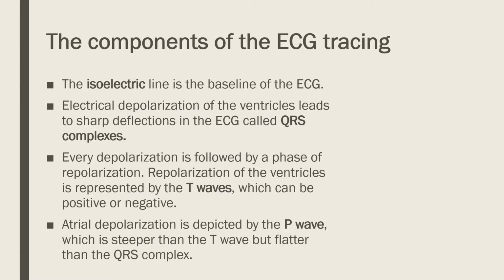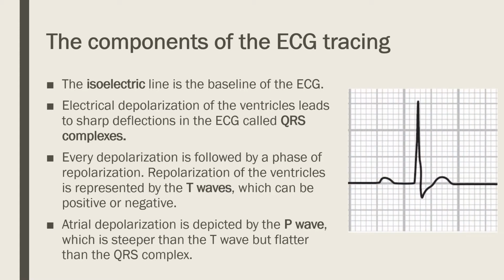Atrial depolarization is depicted by the P wave, which is steeper than the T wave but flatter than the QRS complex. This tracing shows the ECG, which shows the P wave, QRS, and the T wave.